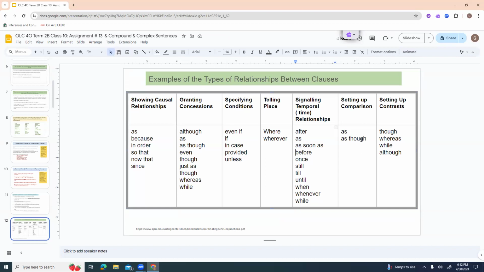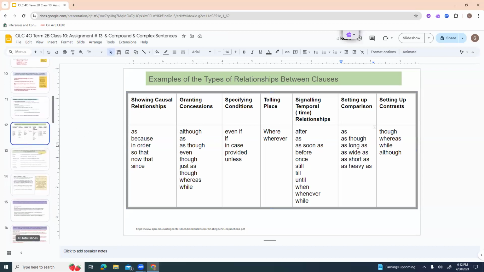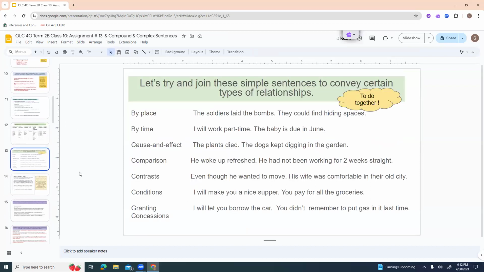Setting up comparison. So you could do here as though, as long as, as wide as, as short as, as heavy as. Those would all be subordinating conjunctions. And you can also set up contrasts. Contrasts are where things are opposed or kind of in conflict with each other. Though, whereas, while, or although. Yeah, see, I don't know about creating concessions, but you know what? There may be somewhere it would work. Okay. Yeah, we're doing pretty good.